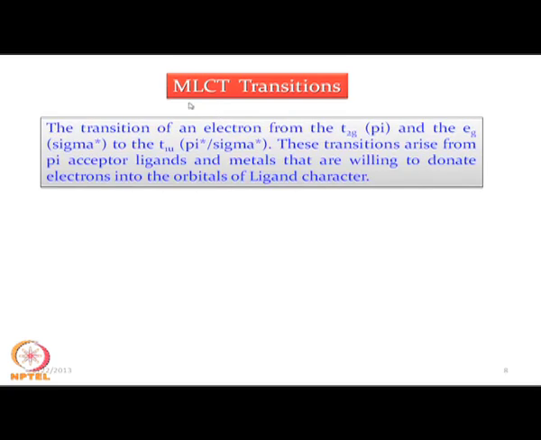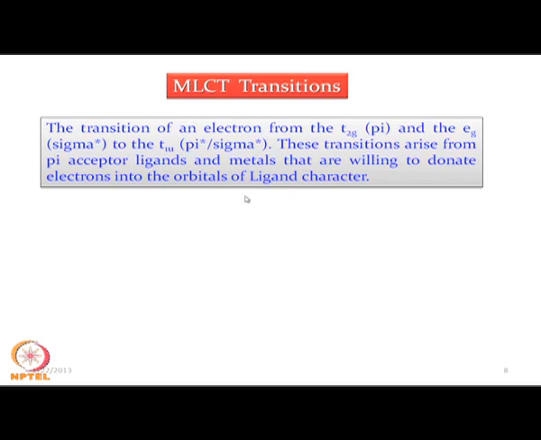So, when we have transitions originating from the metal, the transition of an electron from the T2g pi and the Eg sigma level to the T1u level, which is pi star and sigma star, those transitions are basically due to the availability of orbitals from the ligand side, which are all of antibonding type. So, these transitions will arise from pi acceptor ligands, and the metals are willing to donate electrons into orbitals of ligand character. That means they are of antibonding nature and of high energy, and the metal filled levels can donate those electrons for charge transfer transitions.